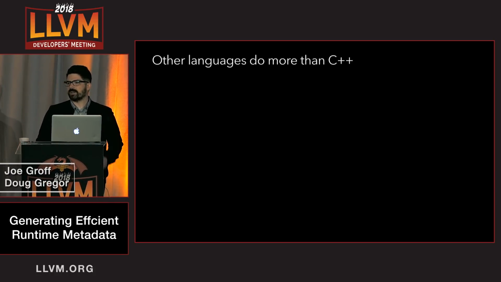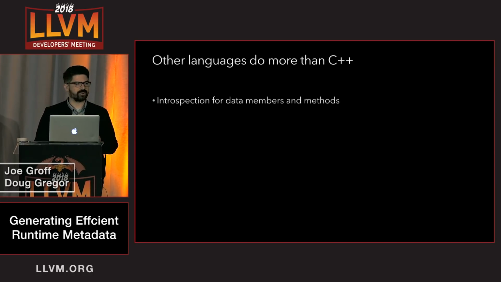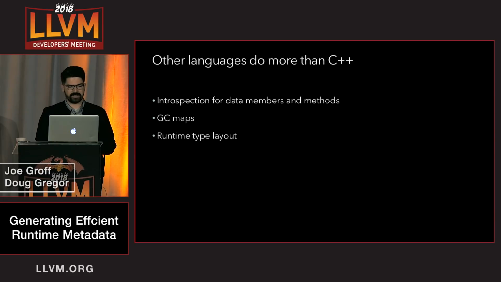Other languages tend to want to do a little bit more than C++. Some other common features are richer introspection, preserving more metadata about what properties and what methods your types have so you can work with them at runtime. If you have a garbage collected language, usually you need some sort of metadata to be able to chase pointers and figure out what your live set is. And for .NET languages and for Swift, you want to be able to instantiate reified generics at runtime as well. And all of these need metadata structures.